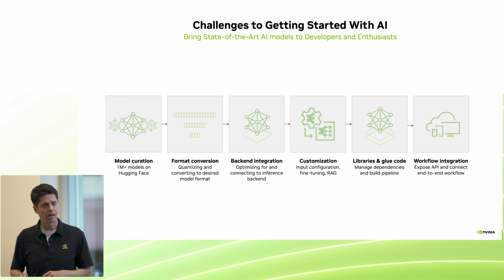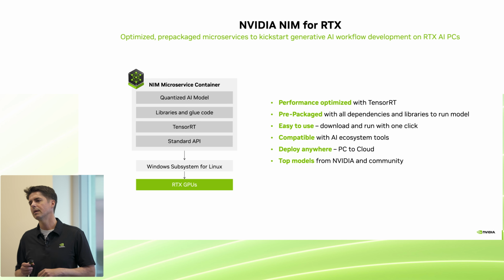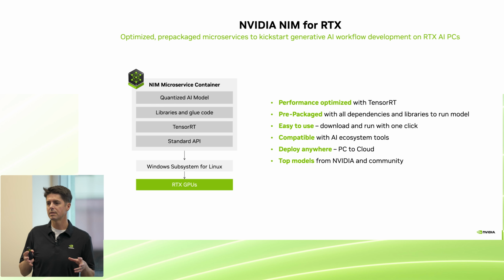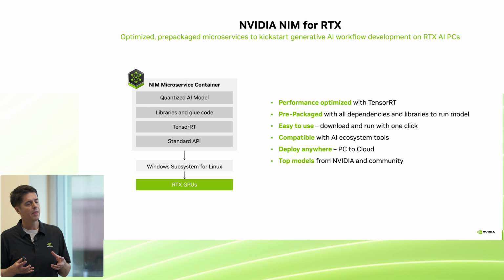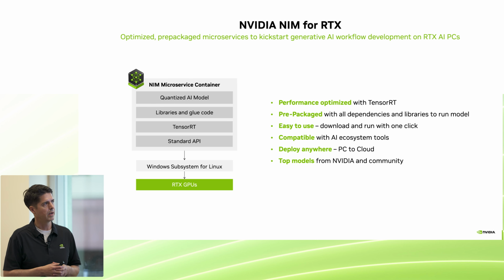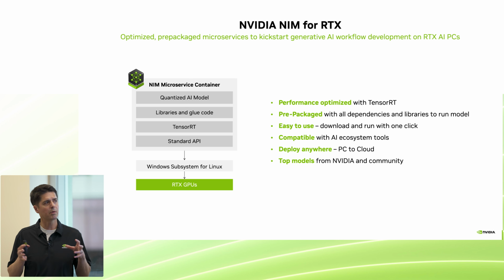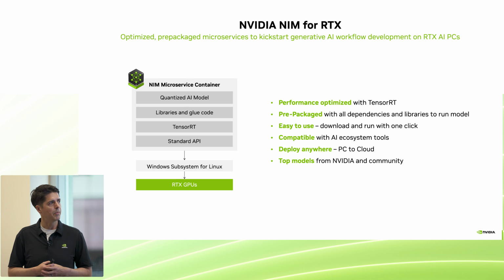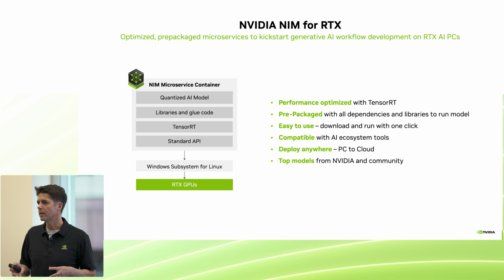And so to address this challenge, back at CES, we launched NVIDIA NIM for RTX. So NVIDIA NIM is prepackaged microservices that are built into a container that make it really easy to get up and going quickly with AI workflows running on device. It's performance optimized with TensorRT, so I mentioned TensorRT is NVIDIA's backend for inference. They're prepackaged, they have all the libraries and everything that you need to run the model. You can just download them and get them going in one click. They run in WSL on your PC. They're compatible with the AI ecosystem of tools.